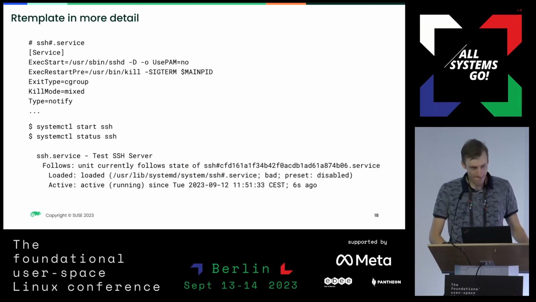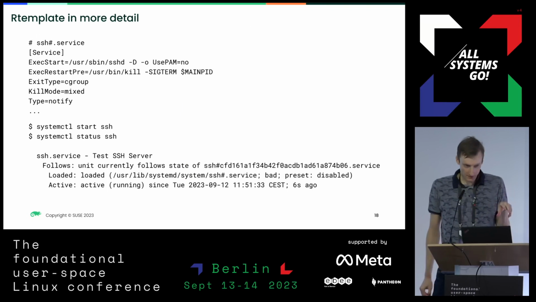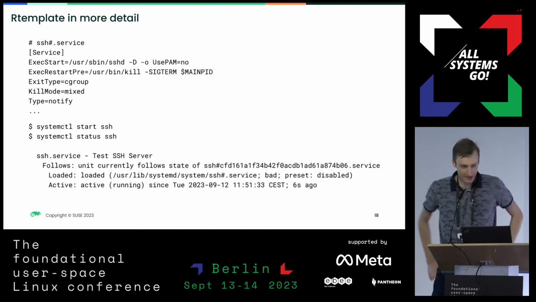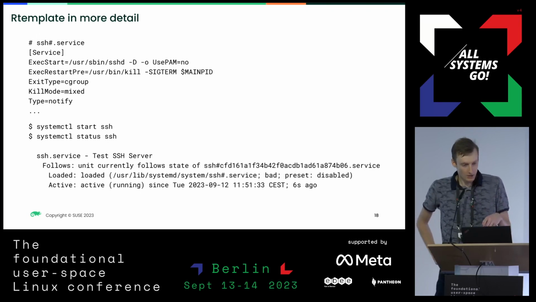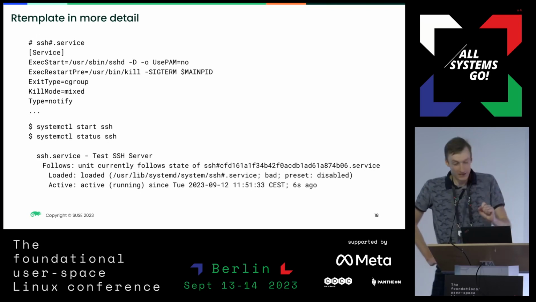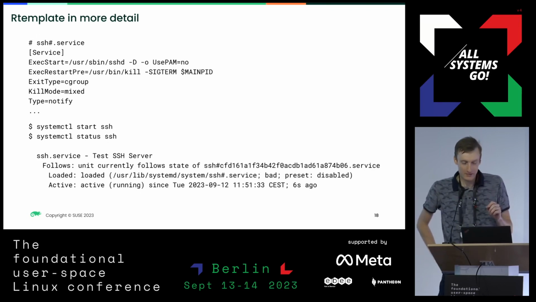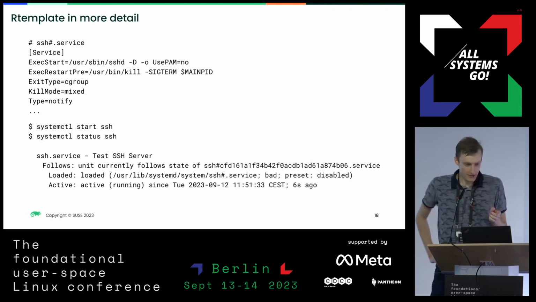So this was quite theoretical. Here it's explained better in detail. I've created a modified SSH service. The important point here is that I've specified the exec restart pre as terminating the connection handling daemon, and the important change is that I've changed the file name so that it looks like a template file name, but it uses a hash sign instead of an at sign.